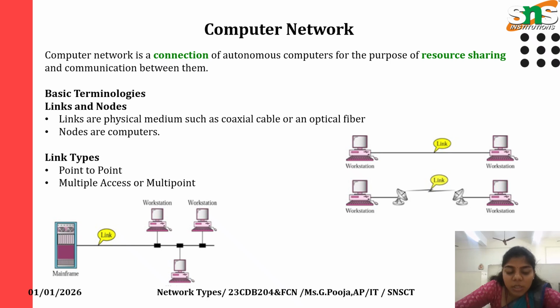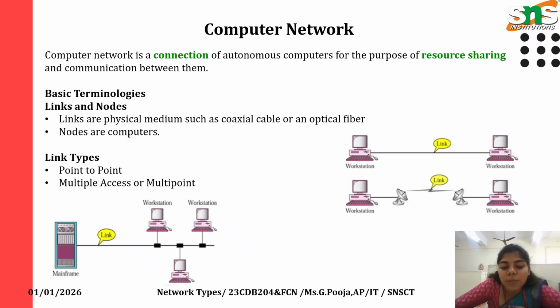So the basic terminologies that we will be using in the further videos, which come along the syllabus, are links and nodes. Links are the physical medium, such as coaxial cables or optic fiber, which helps in transmitting the data and acts as a transmission medium. And the nodes are the computers. A network is where a number of devices are interconnected with each other, and these devices are known as the nodes.